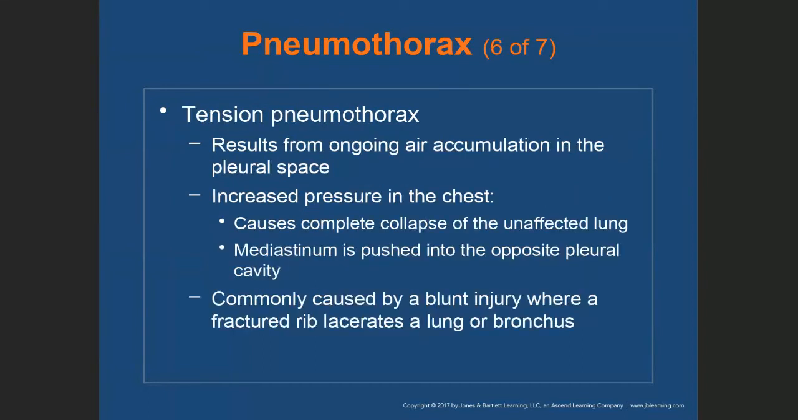Now the tension pneumothorax results from ongoing air accumulation in the pleural space. So the pressure that is building up in the pleural space that is collapsing the lungs is causing the pleural membrane to expand to the point that it starts to obstruct the movement of the heart. And that can affect cardiac output and cause obstructive shock. So this is a life-threatening issue. Increased pressure in the chest causes complete collapse of the unaffected lung. The mediastinum is pushed into the opposite pleural cavity. Commonly caused by blunt injury, where a fractured rib lacerates a lung or bronchus.